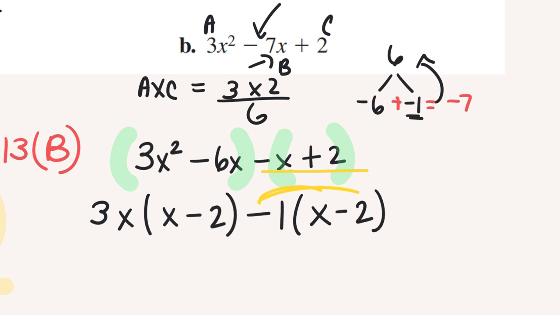So remember, all you're doing is factoring out. Now I see that both of the binomials inside the parentheses are the same. So that's going to be x minus 2. And I have 3x minus 1 times x minus 2. And that will be your final answer.